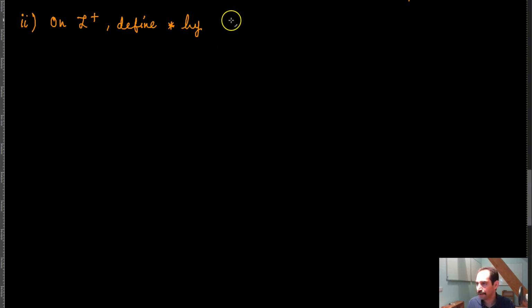Okay, so now question number 2, or the second part of question number 1, is basically that you have on Z plus, which is the positive integers, or you can say the set of natural numbers, the same set. Define star by A star B is equal to A times B.